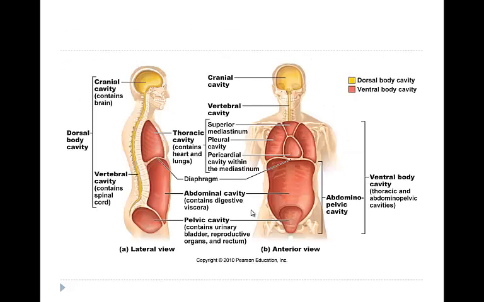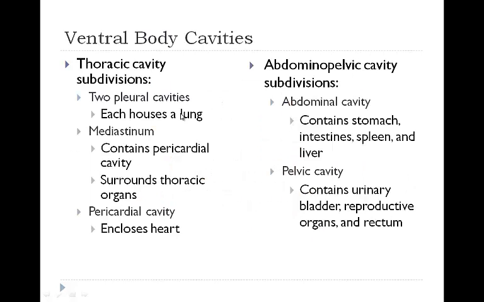So let's look back at this picture again. Right pleural cavity, left pleural cavity, and separating them is going to be your pericardial cavity and your mediastinum. Pericardial cavity is found within the mediastinum. Inferior to your thoracic cavity, you have your abdominal pelvic cavity. And like we said, that's split up into two divisions. Abdominal cavity, that's going to be most of your digestive organs, and your pelvic cavity, which will be your bladder, the rectum, and reproductive organs.